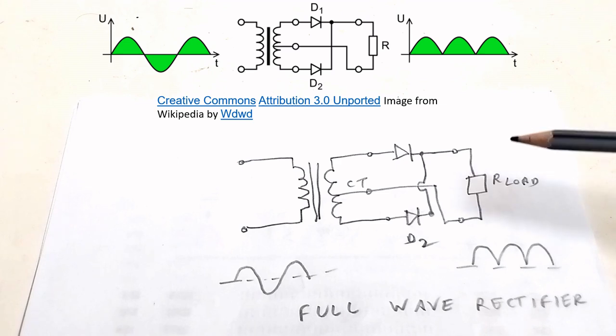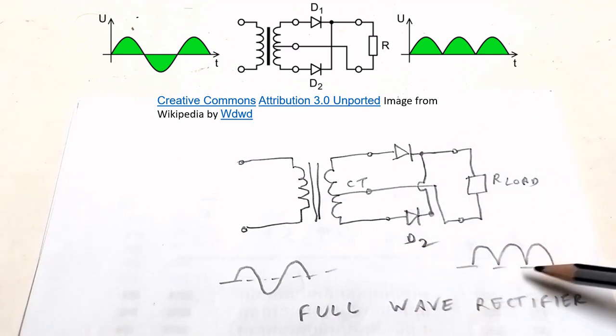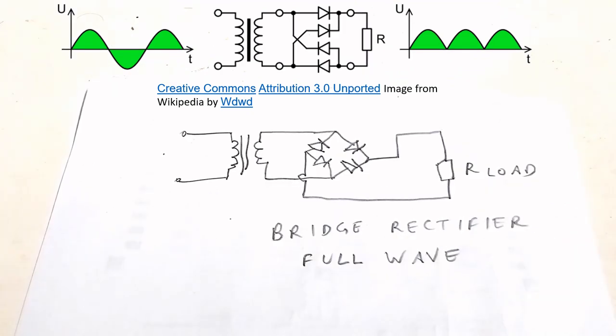That is why it is called a full wave rectifier. The output form will be better. This will have double frequency sound if you connect to a speaker. That is, if you are connecting a 50 Hz supply, then it will be 100 Hz. That was one type of full wave rectifier using diodes.